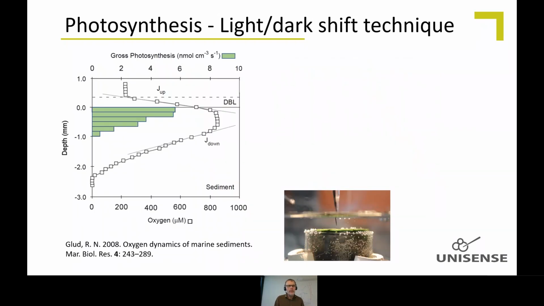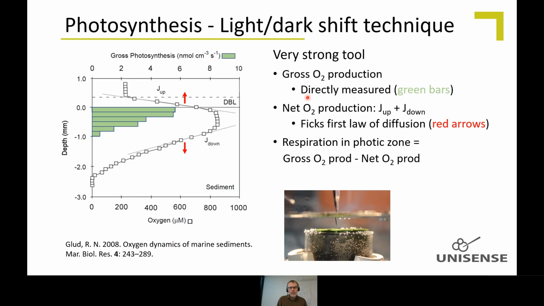So what you can get from it is data like this. The green bars here indicate the gross photosynthesis, the oxygen production that has been measured by the light-dark shift. Those are the green bars. Now, you can also calculate the oxygen flux away from the photic zone. So these are the 2 red arrows here, up and down, J up, J down. And if you add the 2, then you get the net oxygen production, and that is the net photosynthesis. So you have the gross photosynthesis here and the net photosynthesis here. And if you subtract the 2, then you'll get the respiration rate in the photic zone.